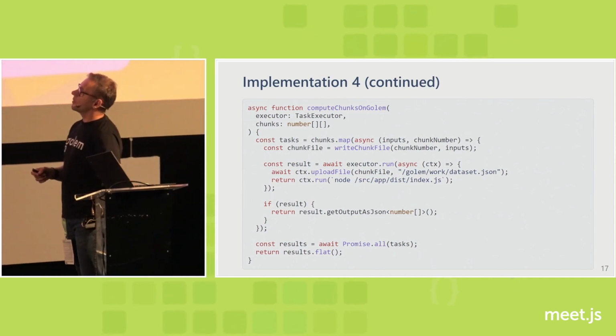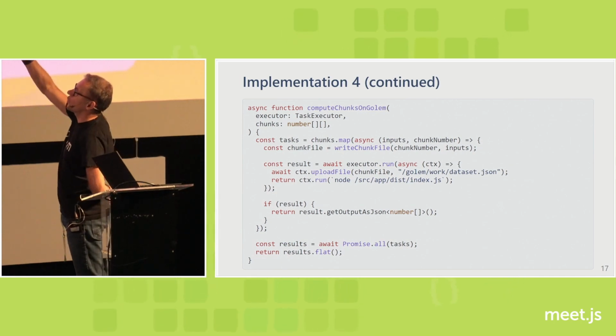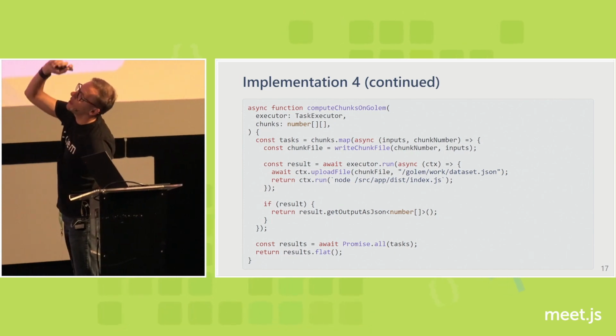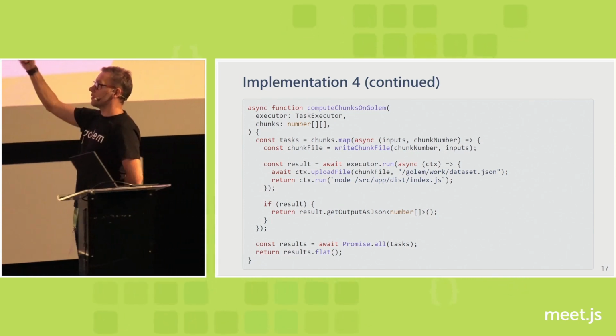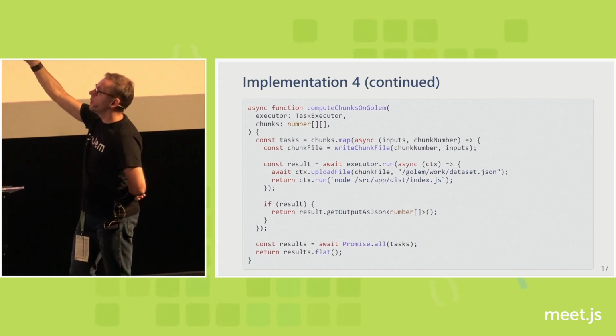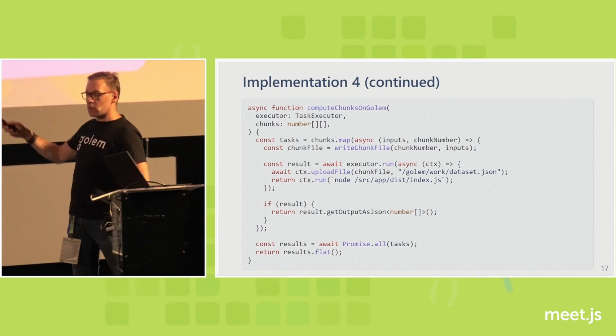Similar to the previous one, I still need to upload something to the provider. So I'm uploading a chunked data set, which I'm writing into a file just a line above, right? And then what goes next, there's, again, Node being executed on the other end, and it's loading that data set, those 100 values, and computing that.